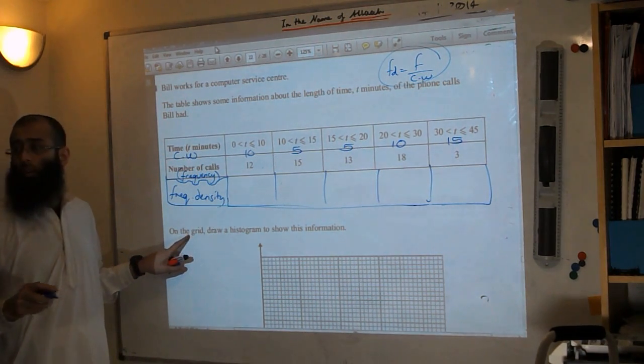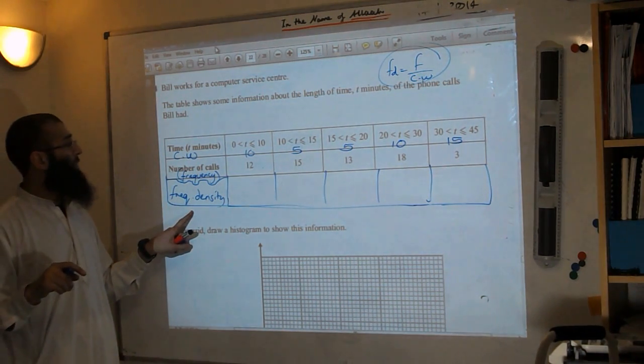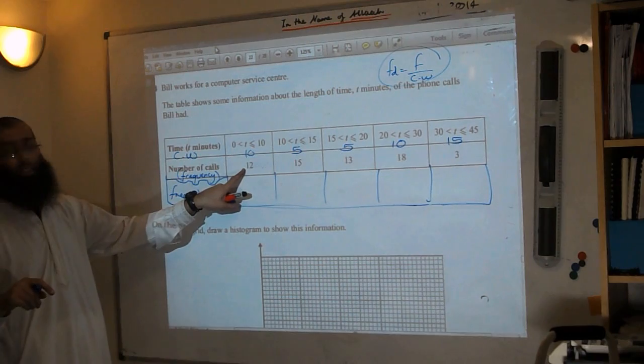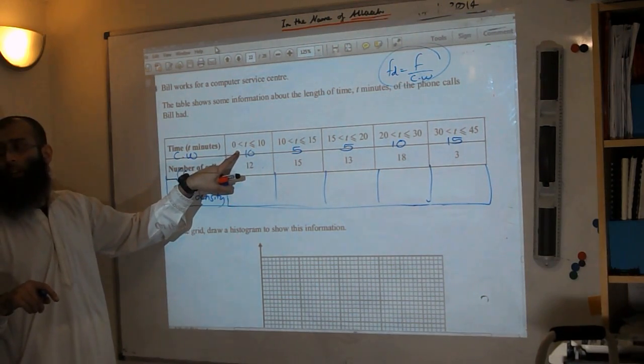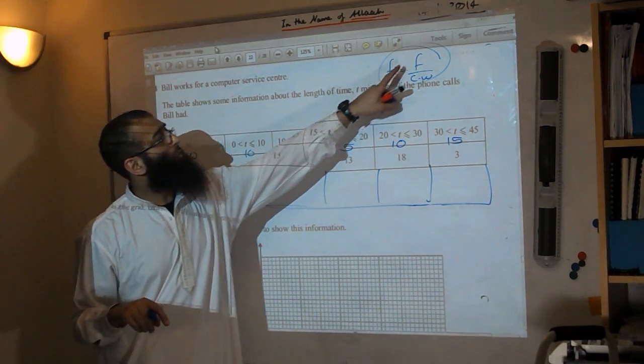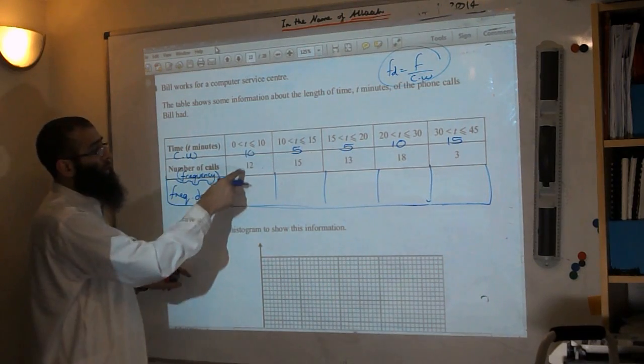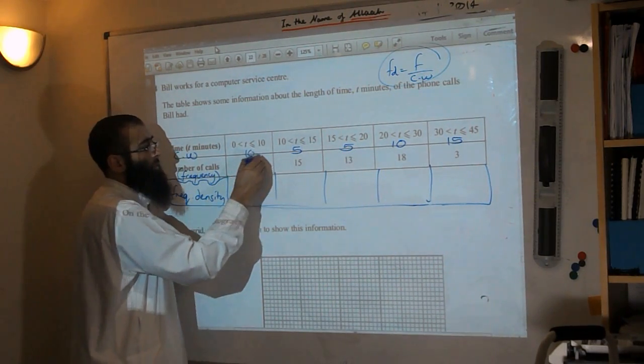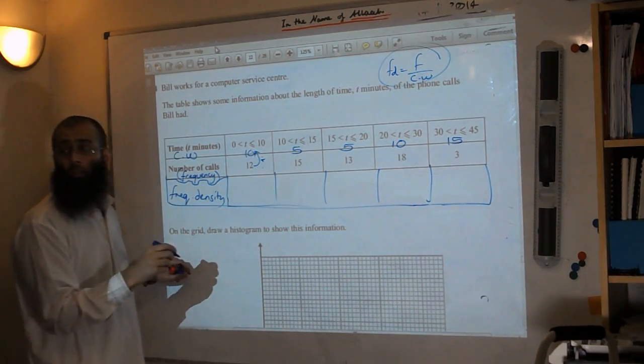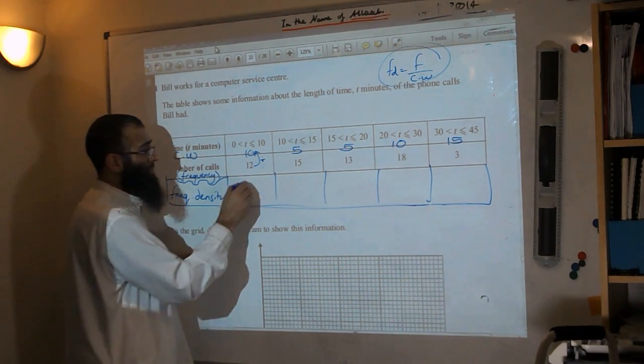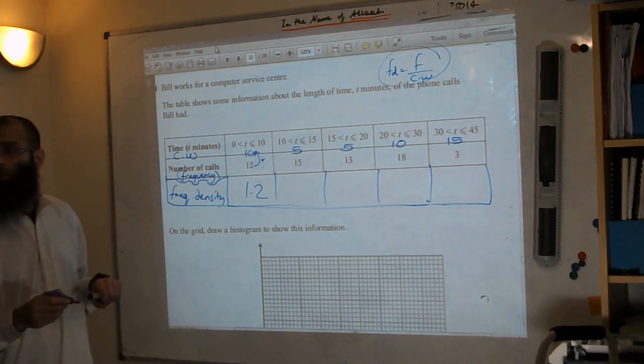So, if I look at the frequency density, I've got to get the frequency and divide it by the class width. Frequency divided by class width, yeah? So it's 12 divided by 10. What's 12 divided by 10? 12 divided by 10 will give us 1.2.